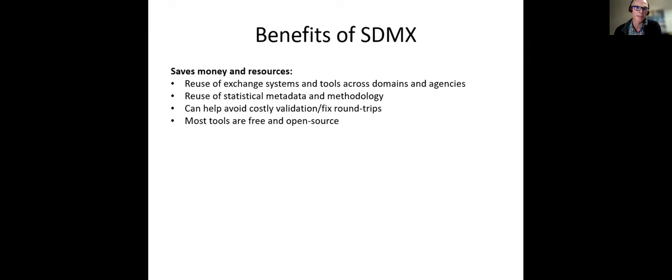With this idea of reusing systems and tools, and also metadata and methodology, rather than having to create all of that for each domain or for each agency. It can also avoid validation and fixing round trips, because validation is part of the standard, and most tools are free and open source. So, the hope is to avoid having to develop something to do something in SDMX.